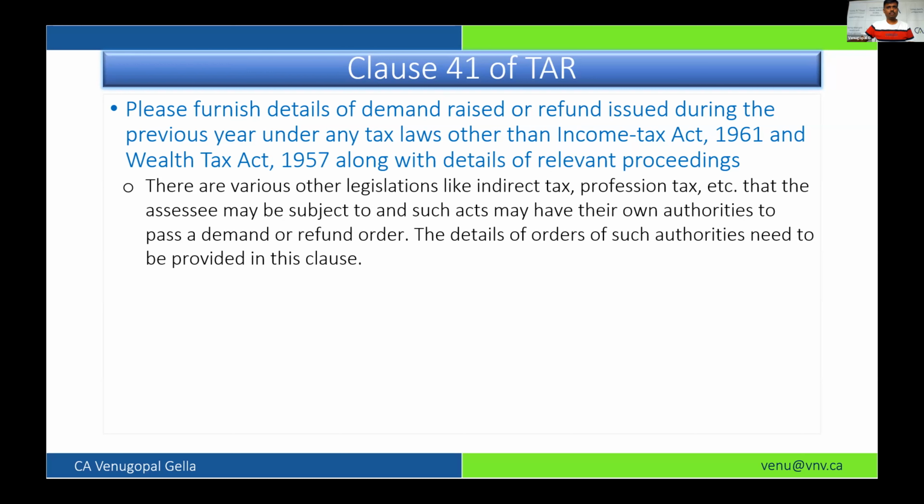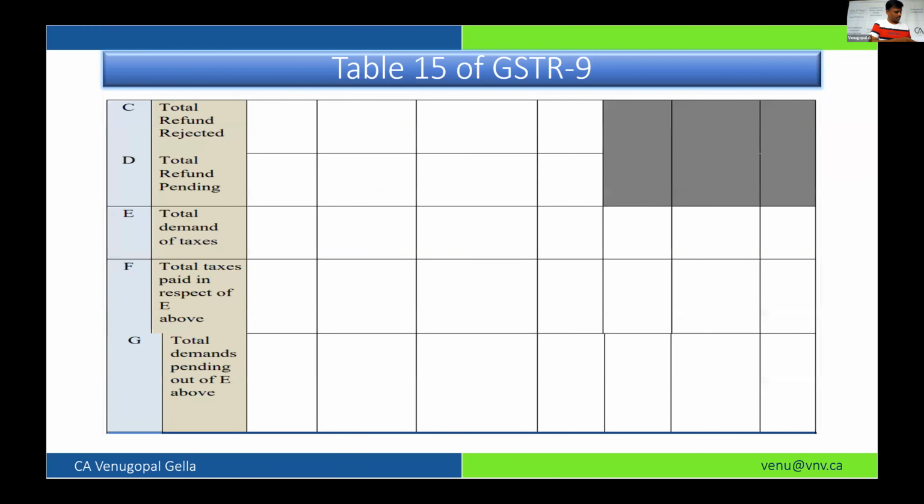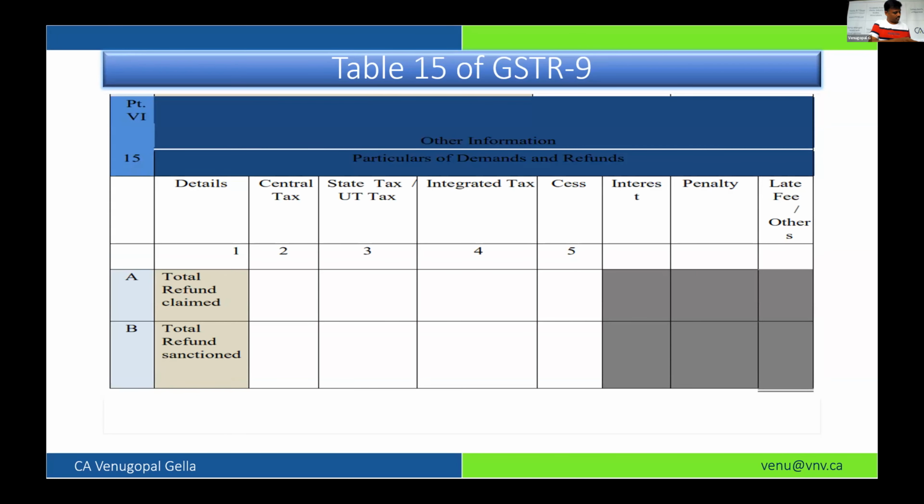The way it is there in clause 41 of the tax audit report, similarly there is GSTR 9 table 15. Over here also, we have to disclose our refund claims, sanctioned and rejected. And the same is the case with demand cases. But over here, while reporting, you have to make sure you do not report the refund application which is made in the financial year.